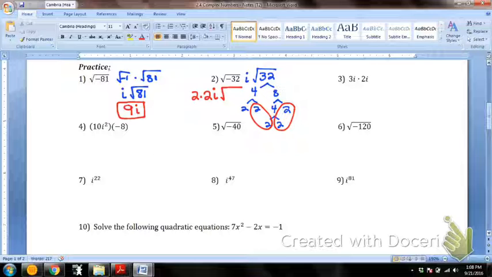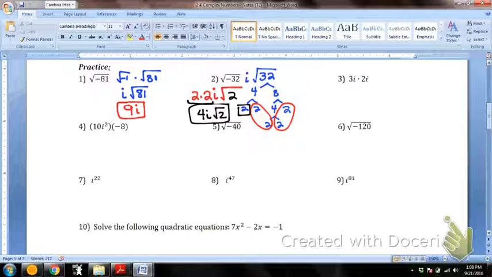What's the only thing that's left? Two. This two right here, right? So that's going to go underneath. I can simplify 2 times 2. What is 2 times 2? 4. So this becomes 4i square root of 2. 4i square root of 2.